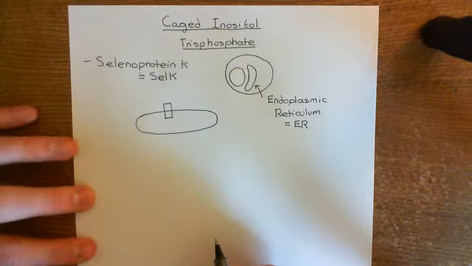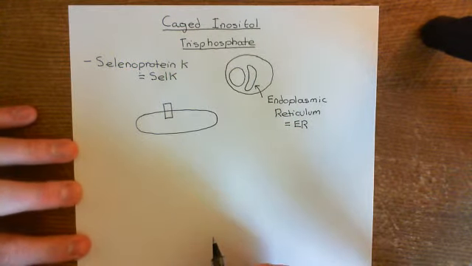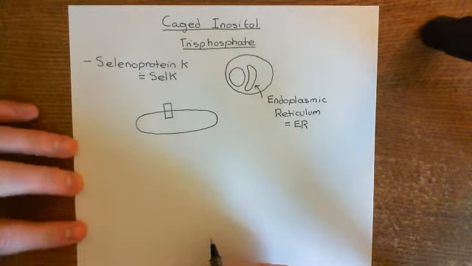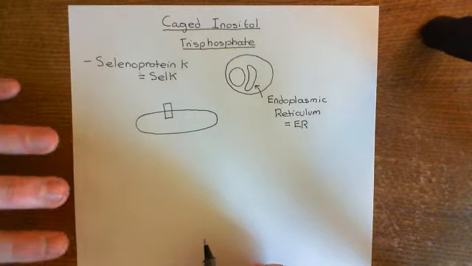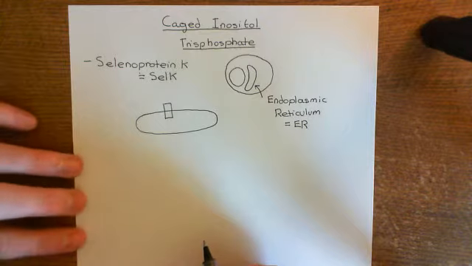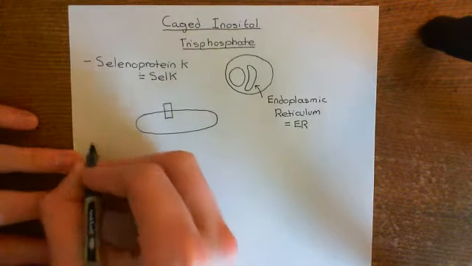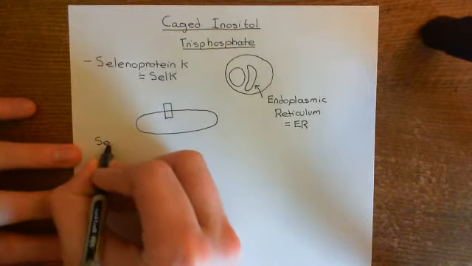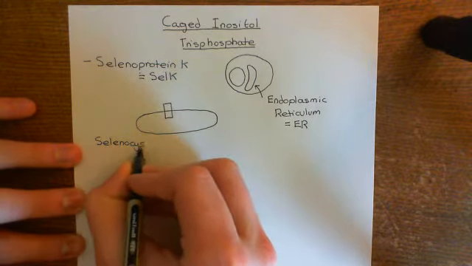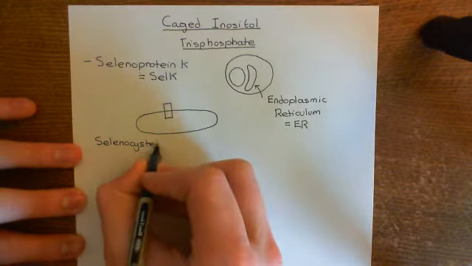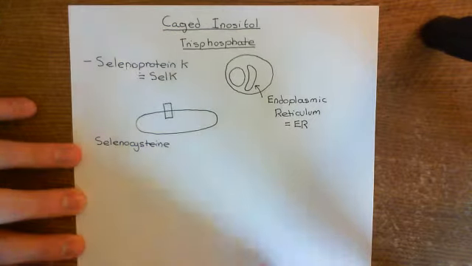Now you might be wondering, why is it called selenoprotein? Well, basically, selenoproteins are a huge family of proteins, and the characteristic feature that all of them have is that they contain a selenocysteine, at least one selenocysteine amino acid. So let me show you the structure of a selenocysteine amino acid residue.